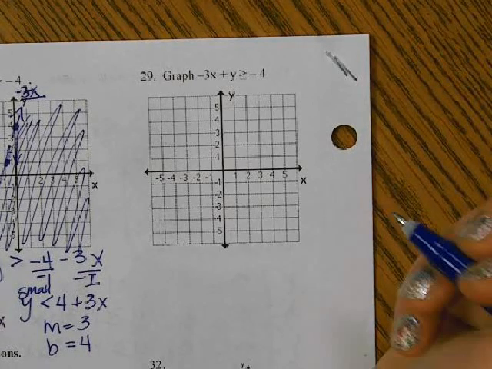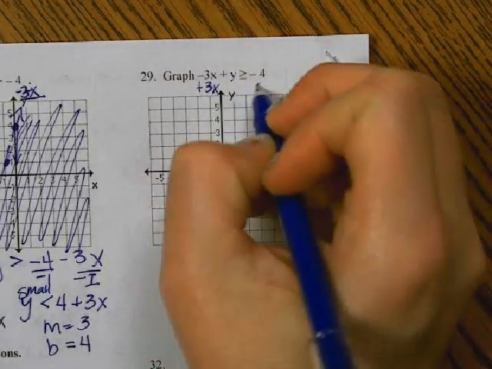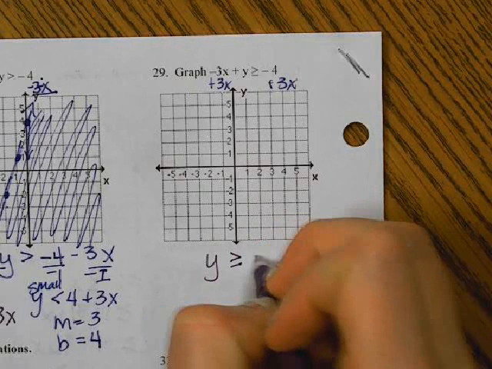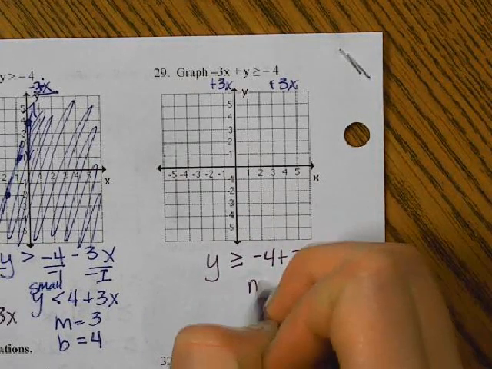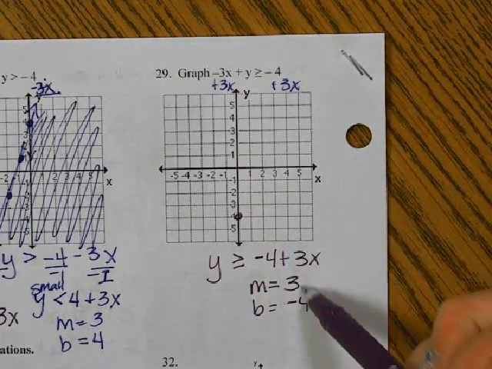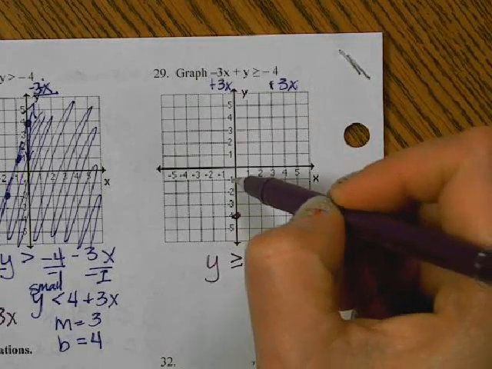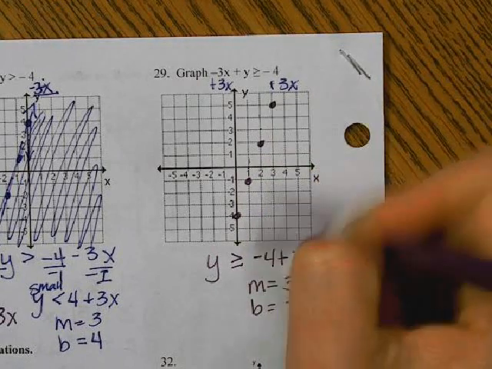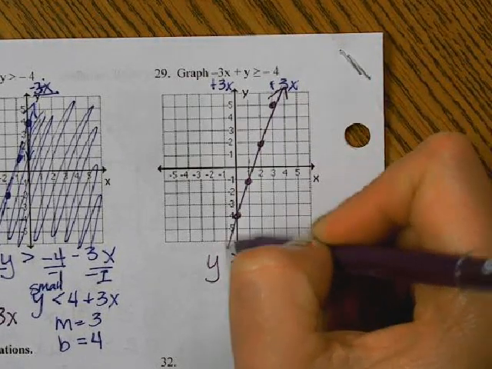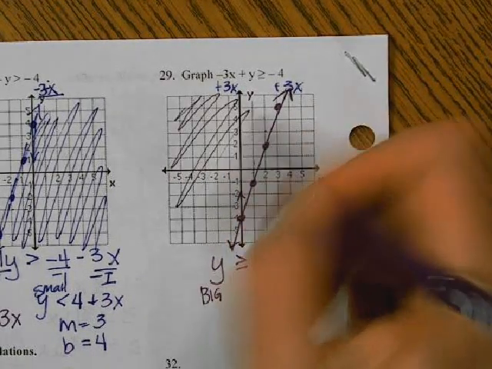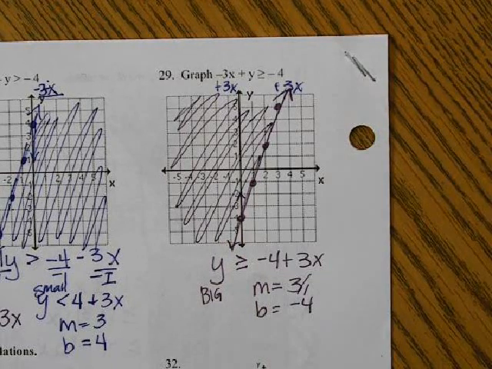Okay, on number 29, we just need to solve for y, which means we need to add 3x to both sides. So down here, it's y is greater than or equal to negative 4 plus 3x. So m is 3 and b is negative 4. So we put a dot at negative 4, and that's 3 over 1. It's a solid line. And y is on the big side. So we're going to shade above, which means I'm going to draw an arrow from one of the points above the line. Ta-da! Done.